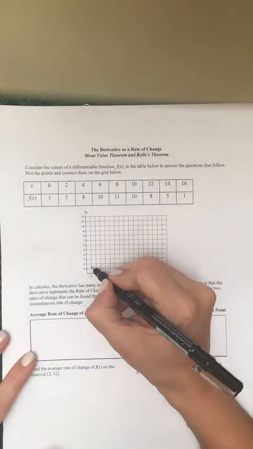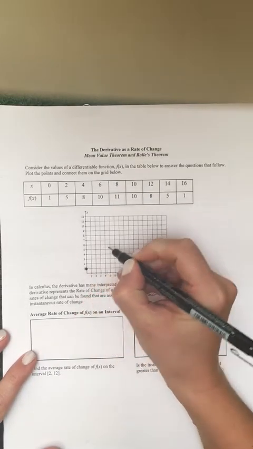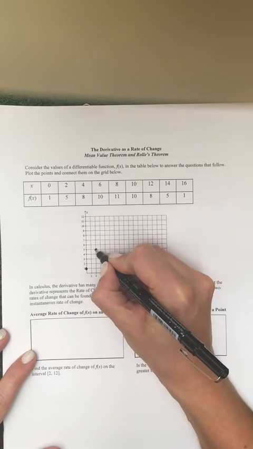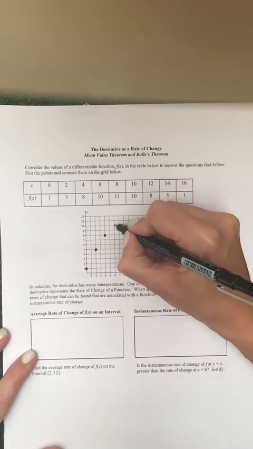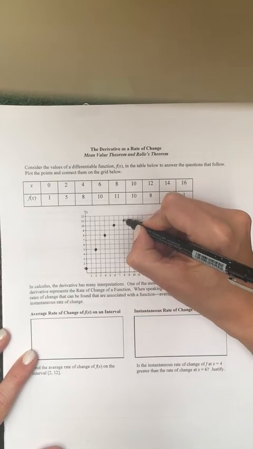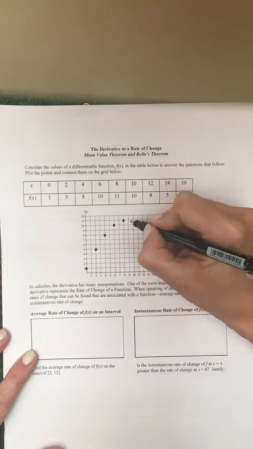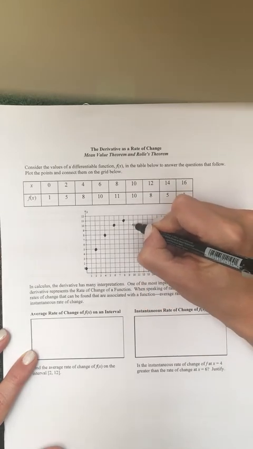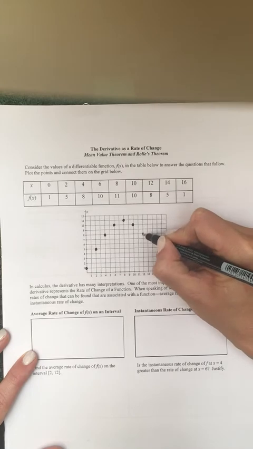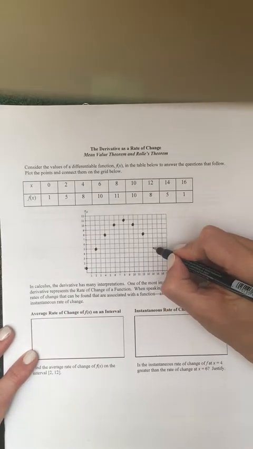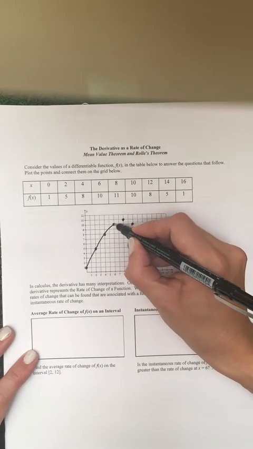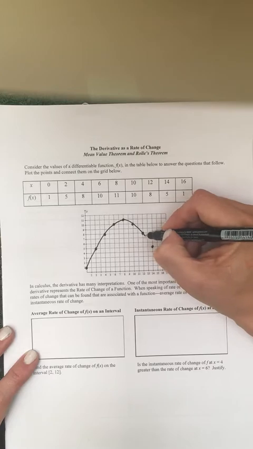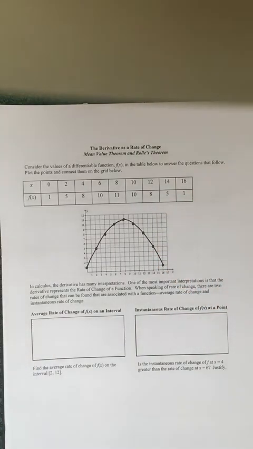So we've got the point (0, 1), (2, 5), (4, 8), (6, 10), (8, 11), (10, 10), (12, 8), (14, 5), (16, 1), and we get a nice looking curve here that we can see is definitely differentiable.